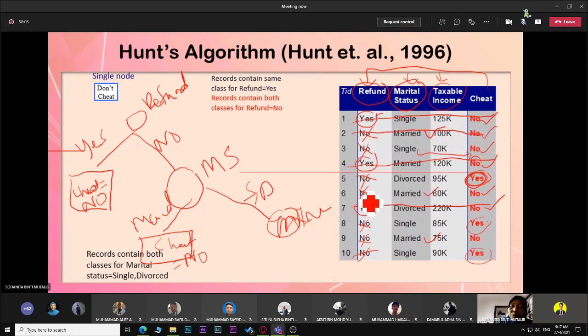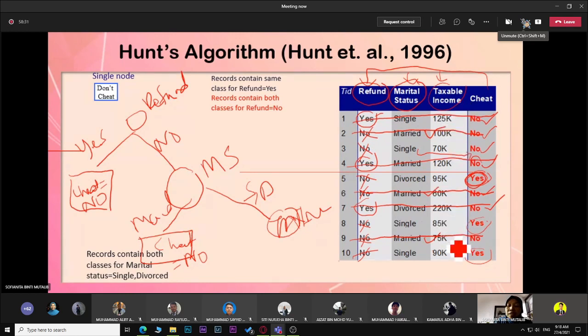We already used married, and this one is also already used. How many more records do you need to classify? You have 4, 1 2 3 4. So how is it done?